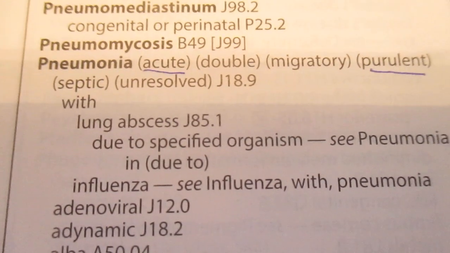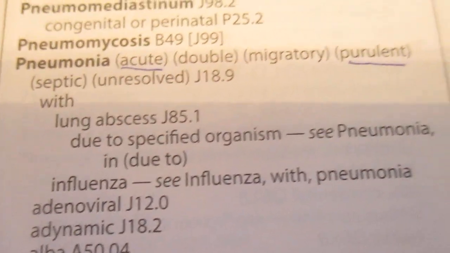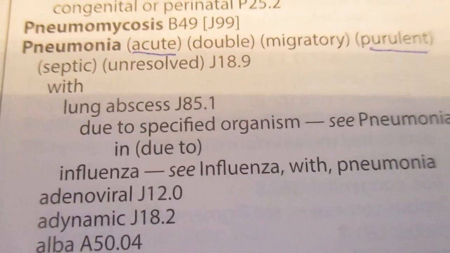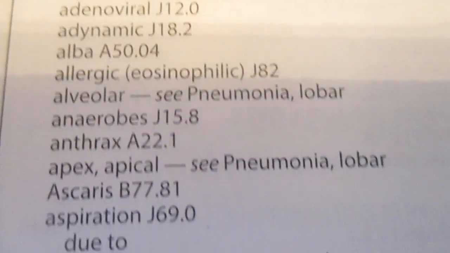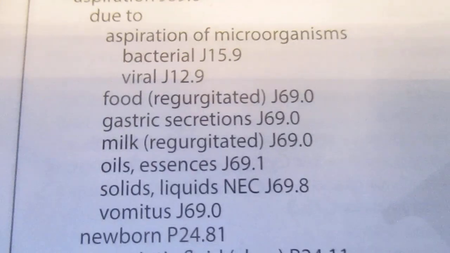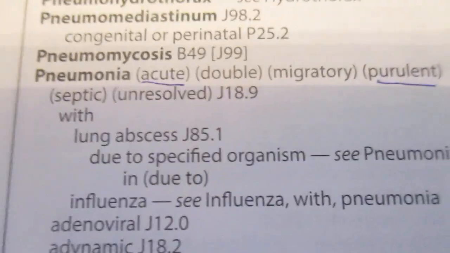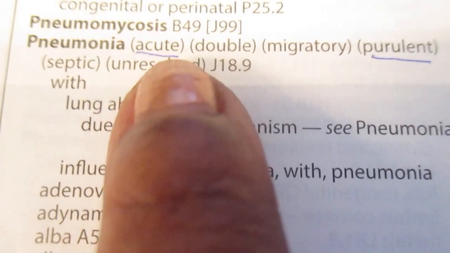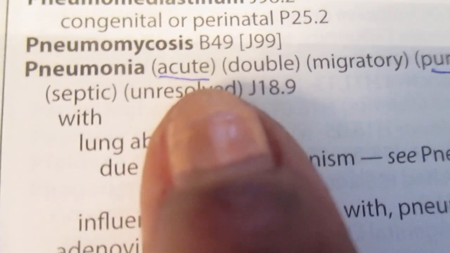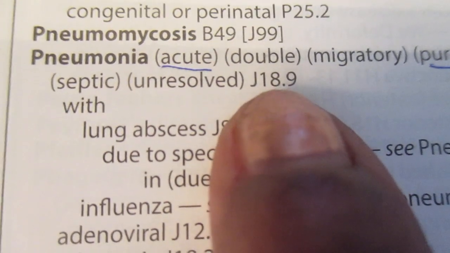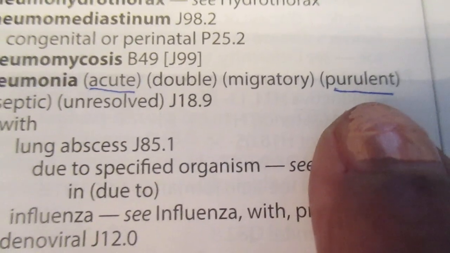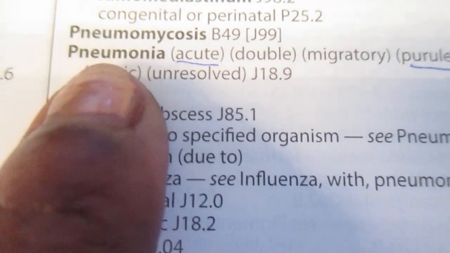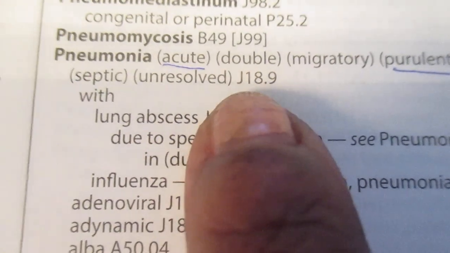Okay, see pneumonia? See those words in parentheses: acute, double, migratory, purulent, septic, unresolved. Well, you won't find them as subterms under the word pneumonia. So it just lets you know these are non-essential modifiers that are right beside the main term. So if I need to code acute pneumonia, it's letting me know J18.9 is the correct code. If I need purulent pneumonia, J18 is the correct code. If I need just pneumonia, period, J18 is the correct code.